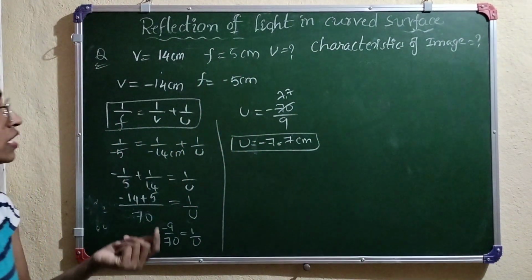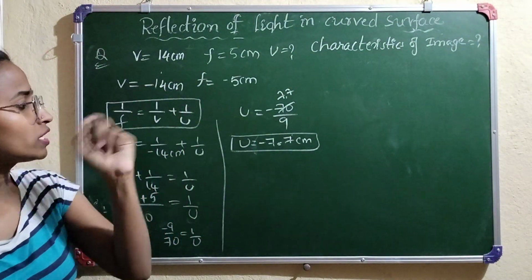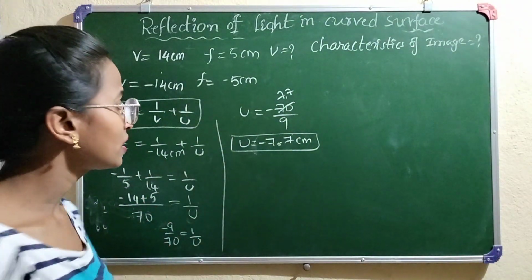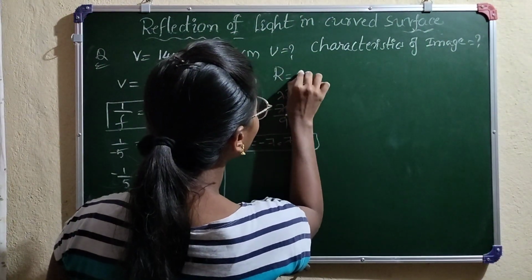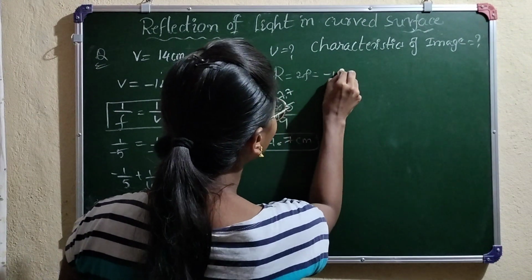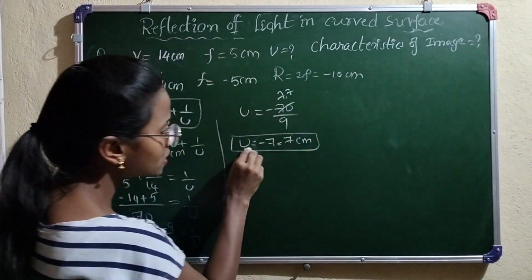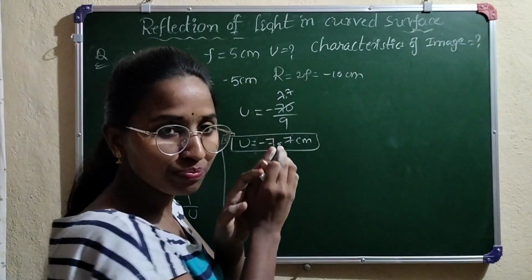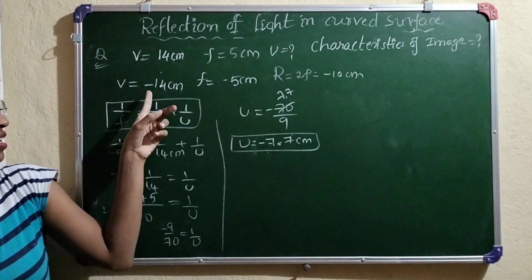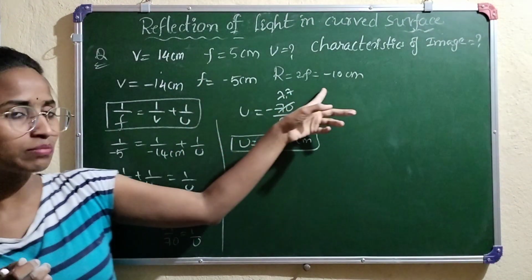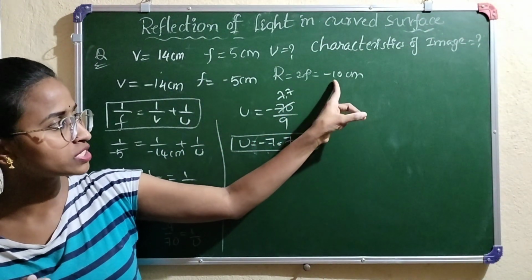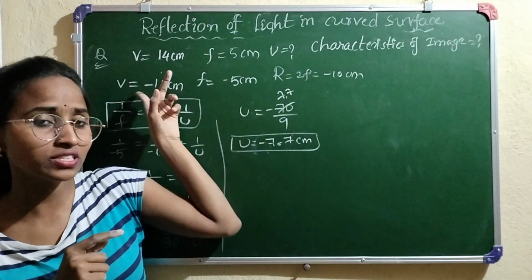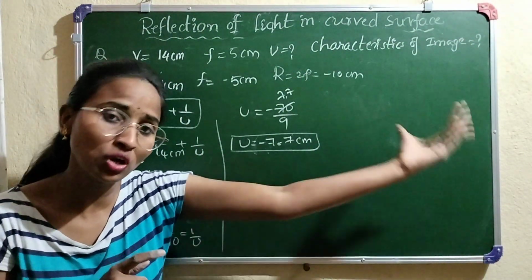Okay. See, f is minus 5, v is 14. Then f is 5 means the radius of curvature will be 10. Yes, r will become 10 because it is 2f, so it will become minus 10 centimeters. But the object is at 7.7 centimeters distance, which means in between f and r. So the object is placed beyond F, and we are getting image distance 14, which means beyond C only, since C is at 10 centimeters.